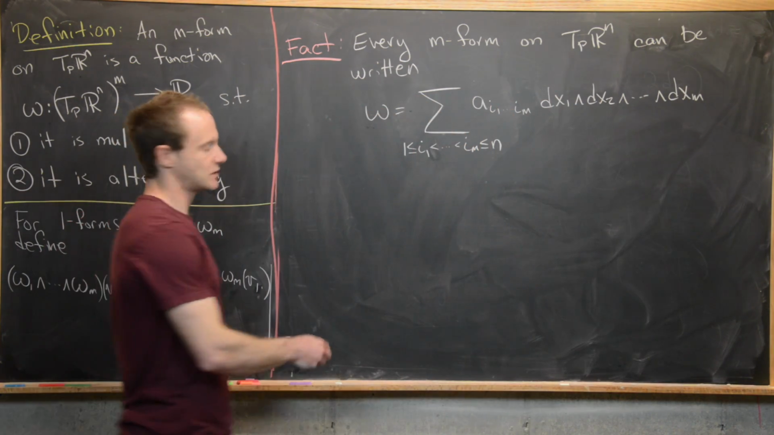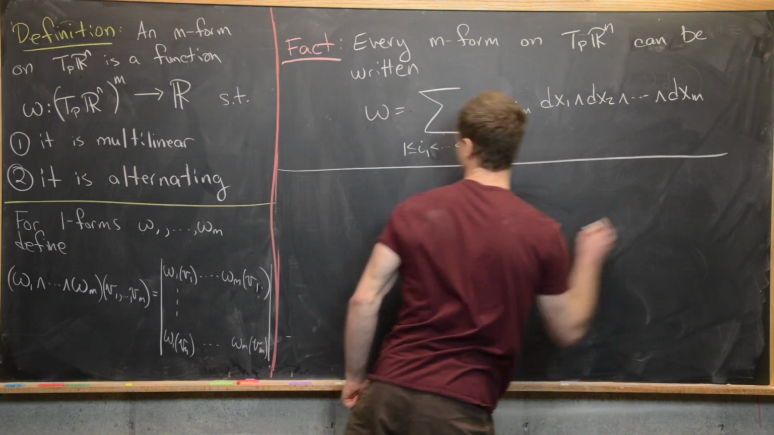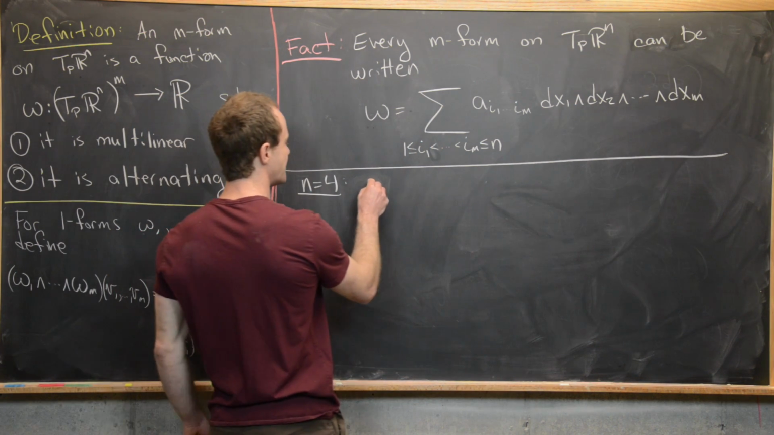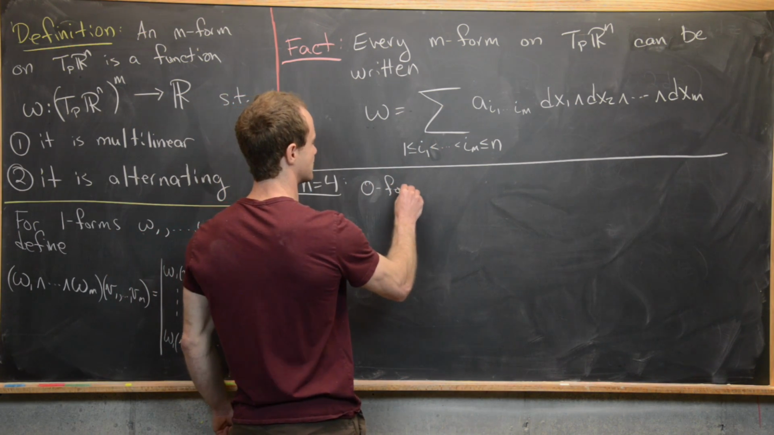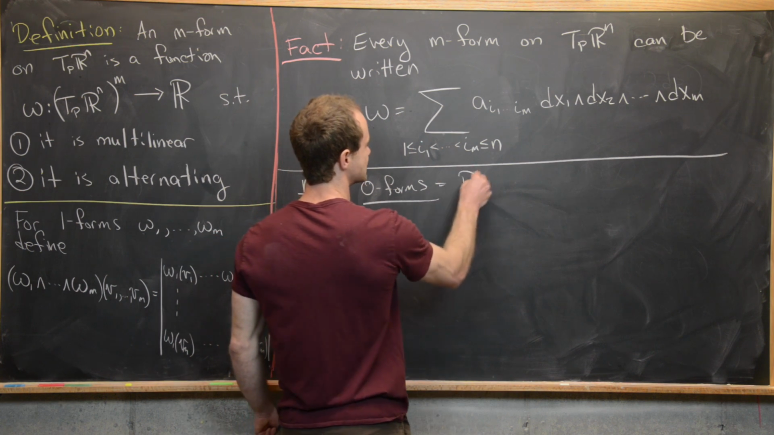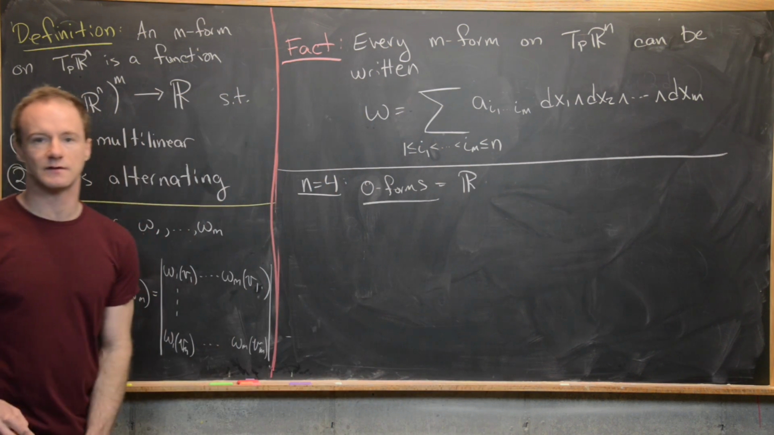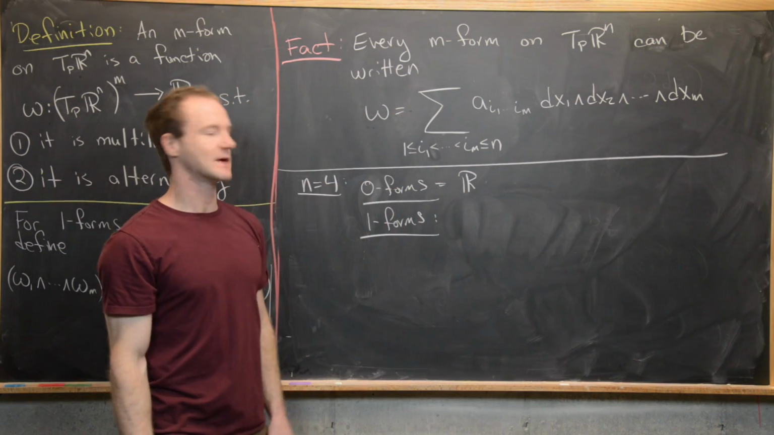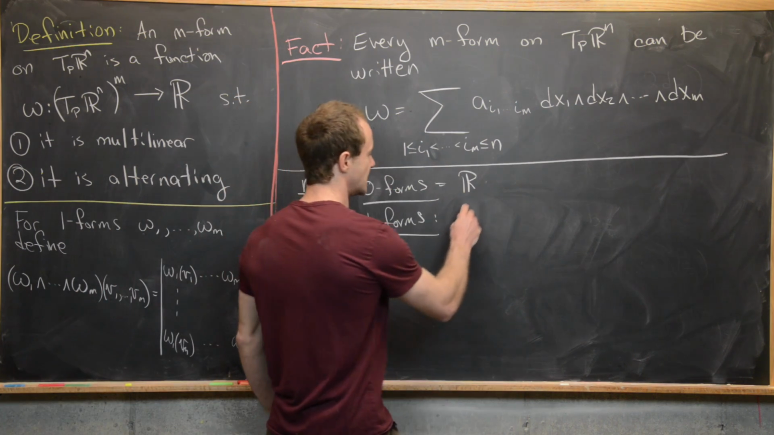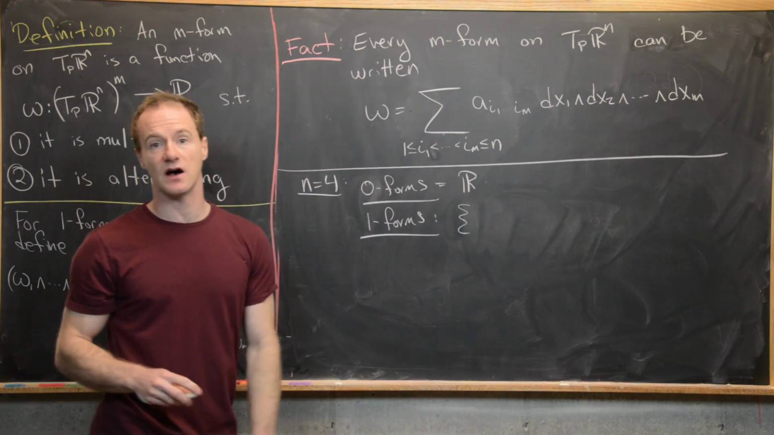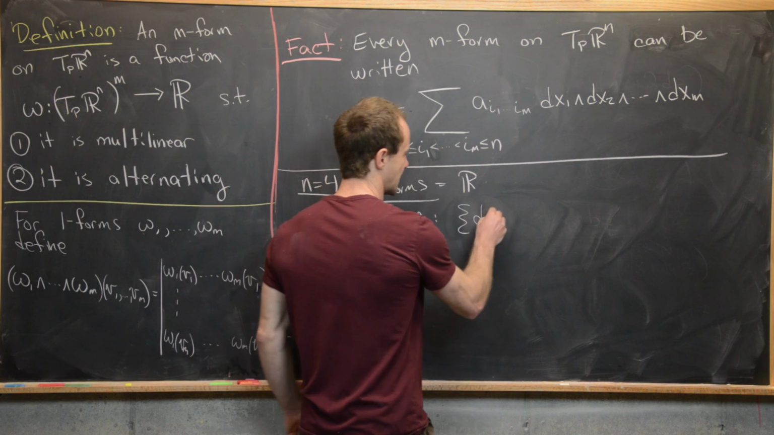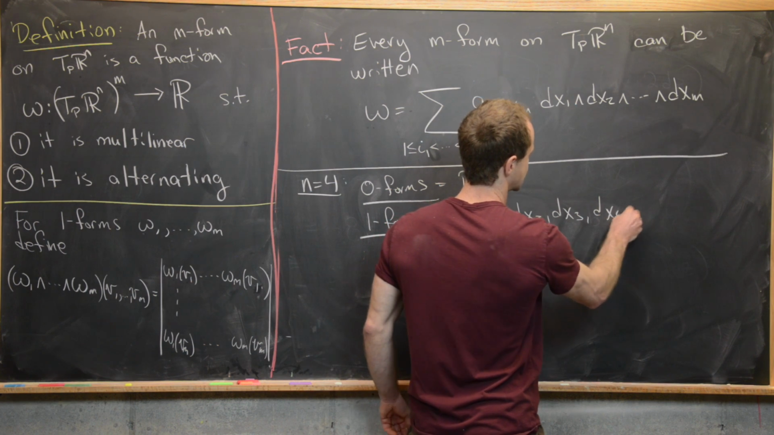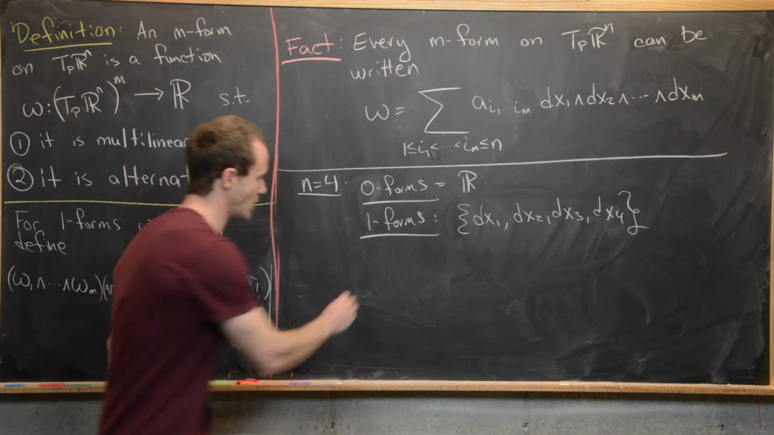Okay, so let's go ahead and set n equal to 4 and look at some examples. Maybe the first thing to look at is zero forms. But zero forms are really just the numbers themselves, so R. After that, we want to look at one forms. By this observation, we can see that one forms can be written as linear combinations of elements from the following set. We've got dx1, dx2, dx3, and dx4. Great. And now what about two forms?